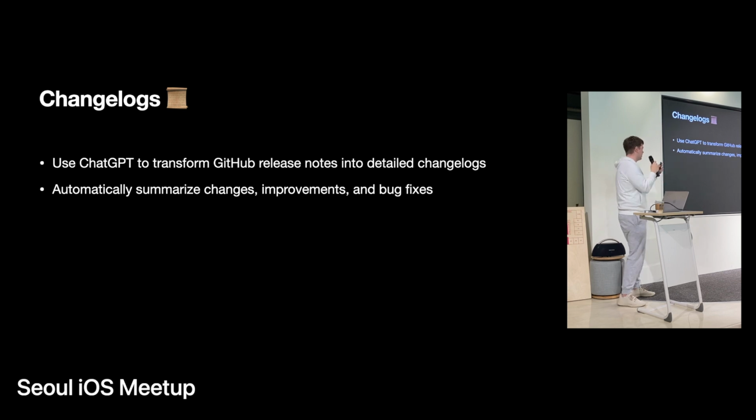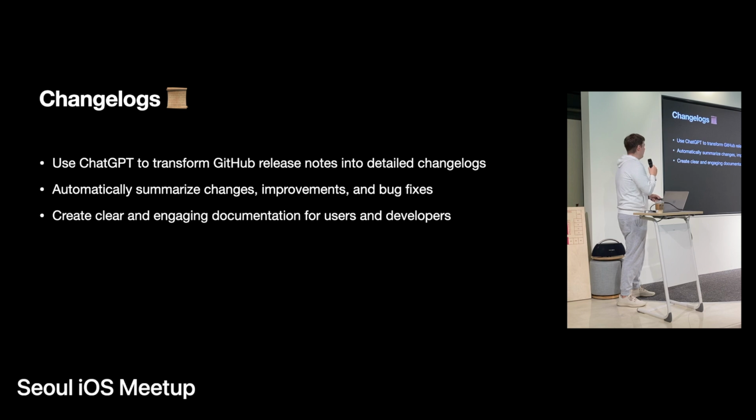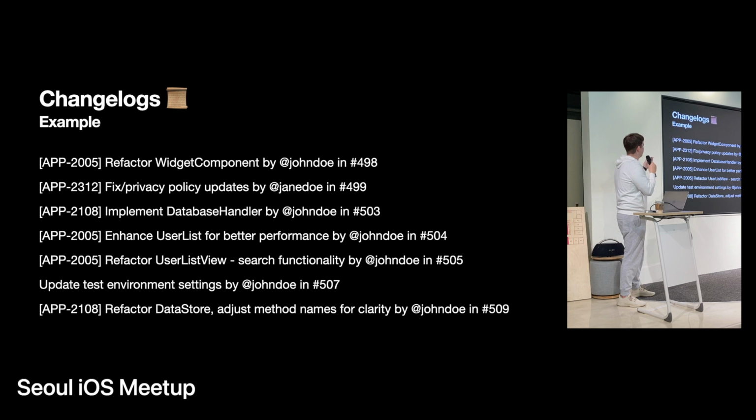It's really good at just making text. It's really good at text. It creates clear and engaging documentation for users, and it's really easy. Basically, you just give it a change log for your GitHub release, and it can make. I'll show you. So, for example, this is an example of your change log.